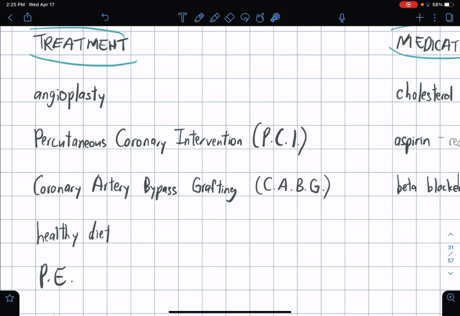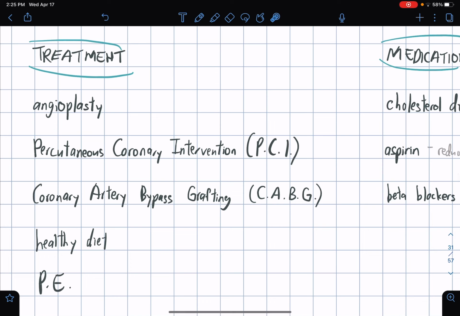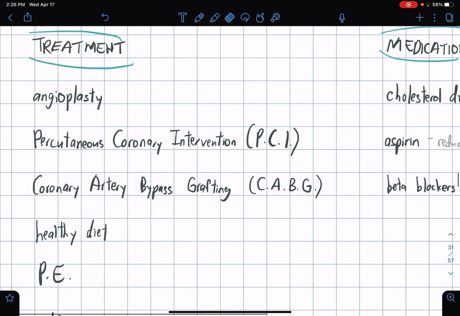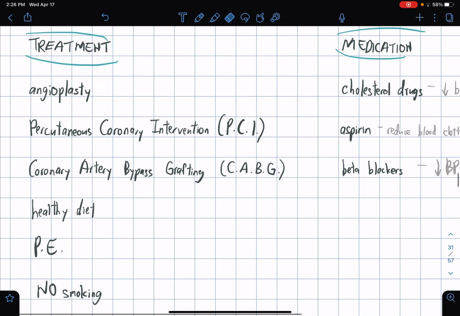For treatment, we have angioplasty, just the same as atherosclerosis. We have something that's called percutaneous coronary intervention, or PCI. We have coronary artery bypass grafting, or CABG. And of course, a healthy diet will always be the most cost-effective treatment. You don't have to spend that much to live a healthy lifestyle.